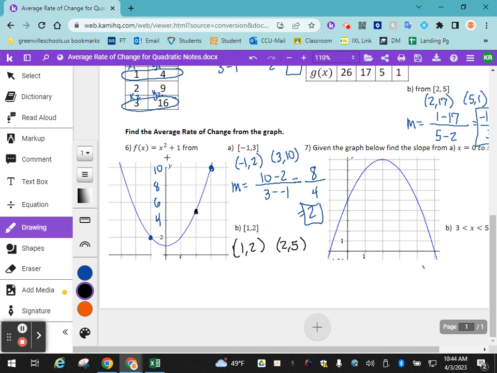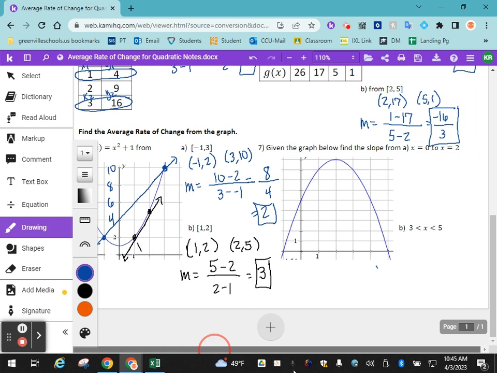Thankfully, I was given the equation, so that makes it easier. So 5 minus 2 over 2 minus 1. So the slope here is 3 over 1, which is just 3. So the slope between these 2 points is steeper than the slope of these 2 points. That's true. Look how much steeper it is. So this is showing you your slope is not the same in between each point of a quadratic.